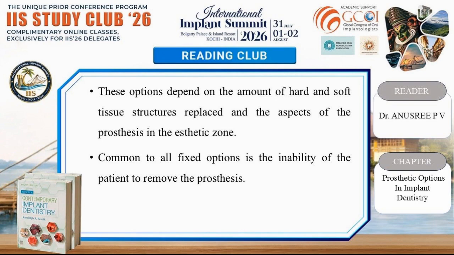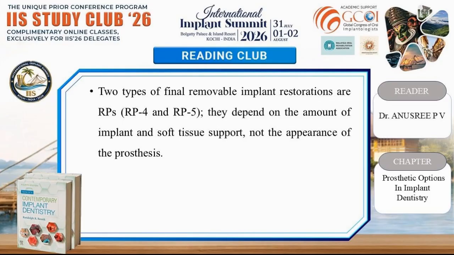These options depend on the amount of hard and soft tissue structure replaced and the aspects of the prosthesis in the aesthetic zone. Common to all fixed options is the inability of the patient to remove the prosthesis. Two types of final removable implant restorations are RPs, that is RP4 and RP5. They depend on the amount of implant and soft tissue support, not the appearance of prosthesis.